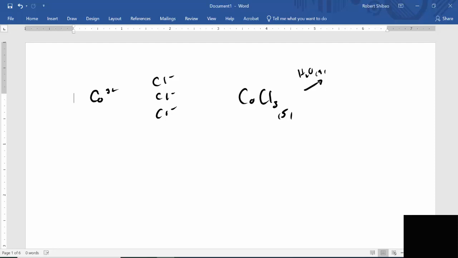Well, first I would ask myself, is it a ionic compound or a molecular compound? Ionic compound. Ionic compounds adopt what type of structure? Ionic compounds adopt what we call an ionic lattice. What does an ionic lattice look like?